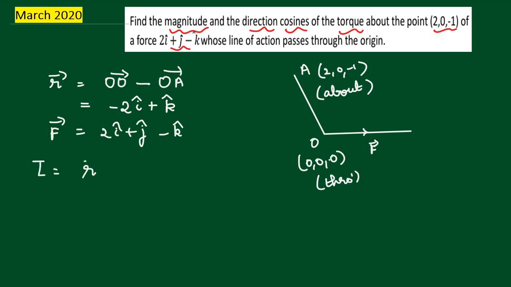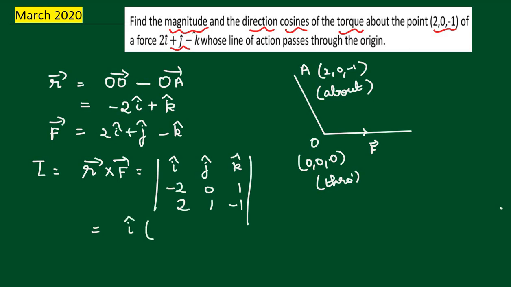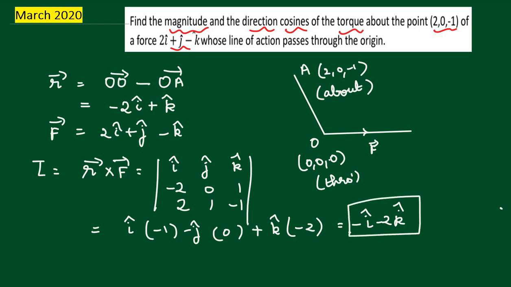Torque is given by R cross F, where R cross F is equal to, expanding the determinant, we get i cap into (0 minus 1) minus j into (2 minus 2), that is 0, plus k into (-2). So that will be equal to minus i cap minus 2k cap. This is the value for R cross F. According to the question, find the magnitude and direction cosines. So magnitude is equal to mod of R cross F, which is equal to modulus of minus i minus 2k.